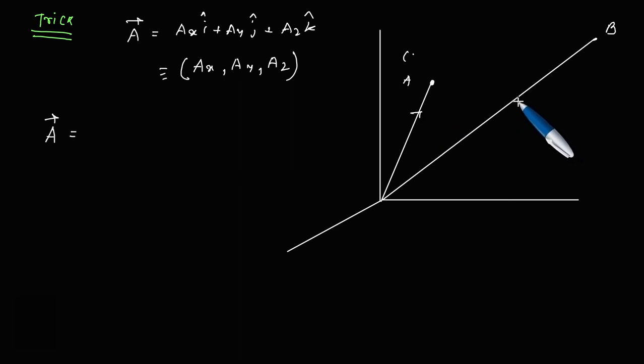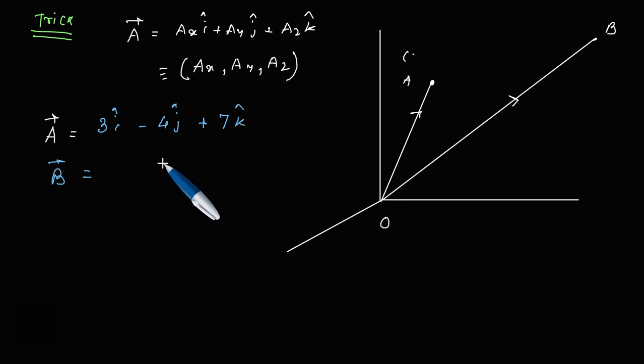So in your exam, it is told that this vector A, that means OA, equals, let it be, 3 i cap minus 4 j cap plus 7 k cap. And OB, that means vector B, equals, let it be, 7 i cap plus 9 j cap plus 10 k cap.